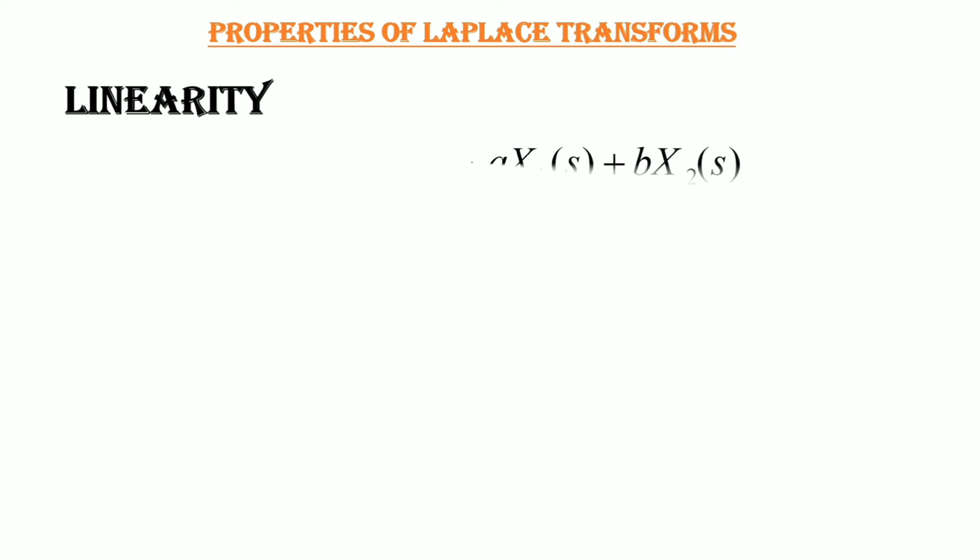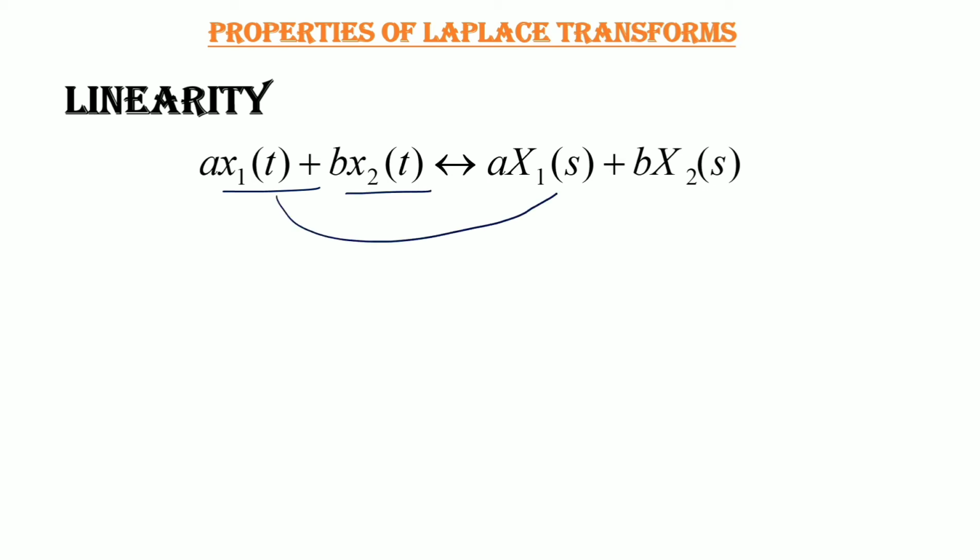Suppose we have two functions x1(t) and x2(t), and their corresponding Laplace transforms are X1(s) and X2(s). So the Laplace transform of the summation of them will be the weighted sum of the individual Laplace transforms.